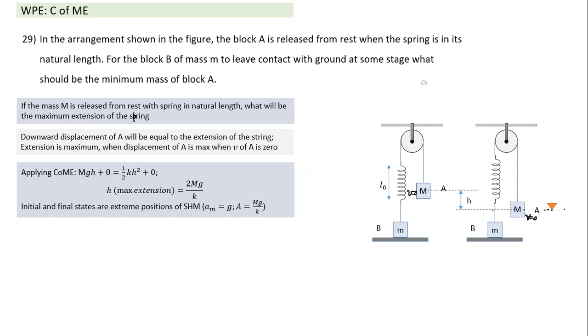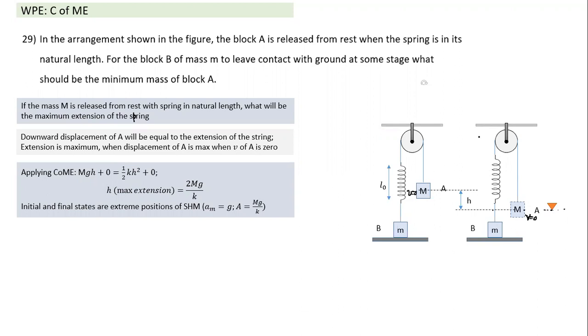So I have taken the reference level as the final position of block A. This is the reference level. So what is the initial position? Initially, block A was higher by distance h, hence its potential energy is mgh. At this stage, its kinetic energy was 0, it was just released from rest, and the potential energy of the spring is also 0 because the spring is unextended. So the only energy this system has with this reference is mgh.